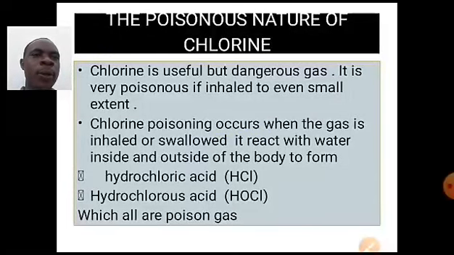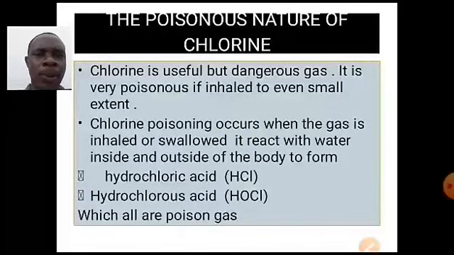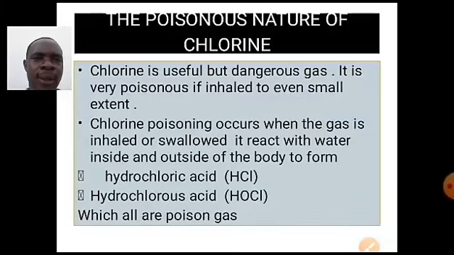Let's see the poisonous nature of chlorine. Chlorine is a useful but dangerous gas. It is very poisonous. If we inhale even a small amount, chlorine will cause problems for your body, even death. Chlorine poisoning occurs when the gas is inhaled or swallowed; it reacts with water inside or outside of the body to form hydrochloric acid and hypochlorous acid.